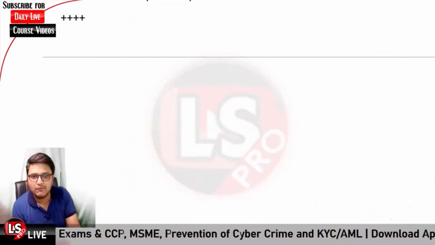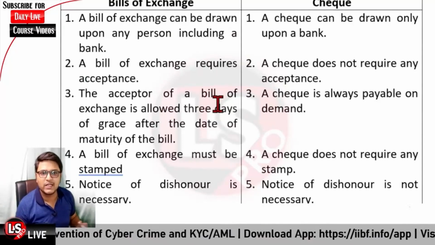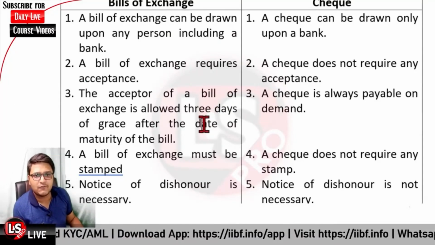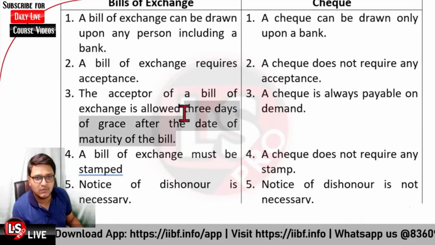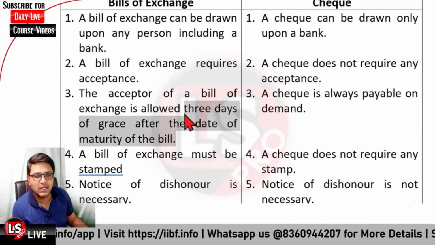So in accounting and finance for banking, that must be more than sufficient to know about it. That is why it is said that in case of bill of exchange, 3 days of grace after the date of maturity of the bill are to be given. Okay, now you know the scenario in which the grace period would be given.